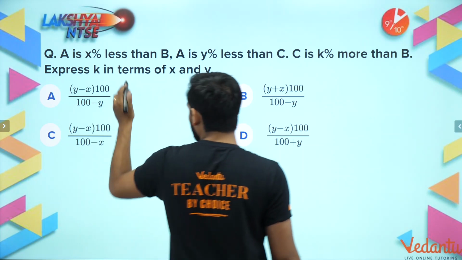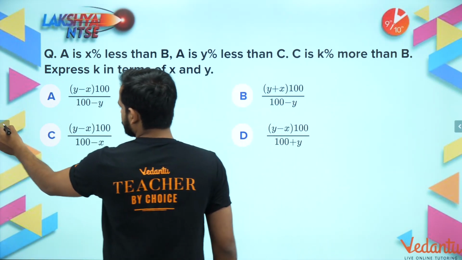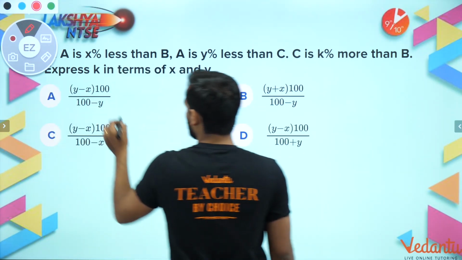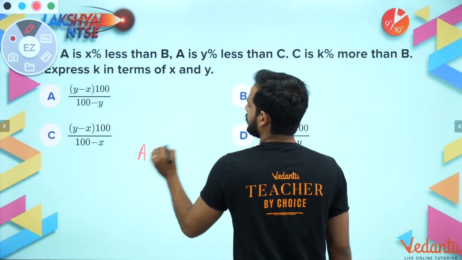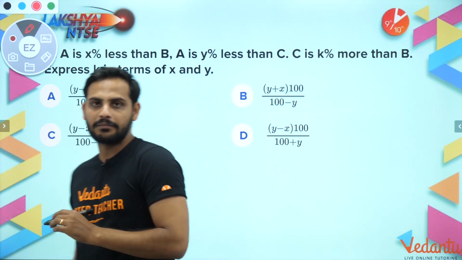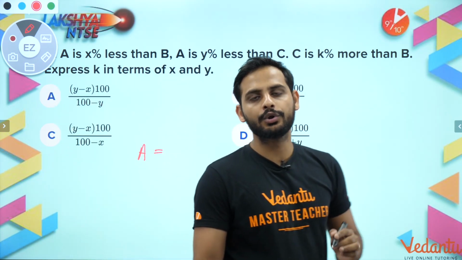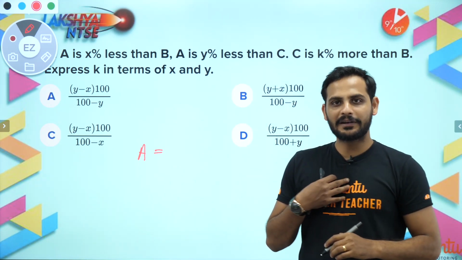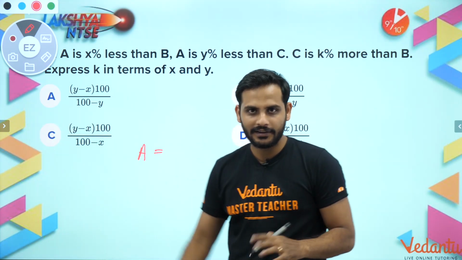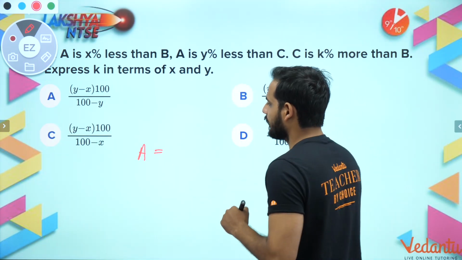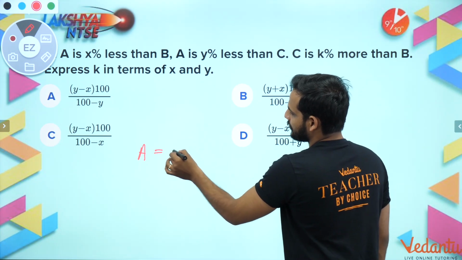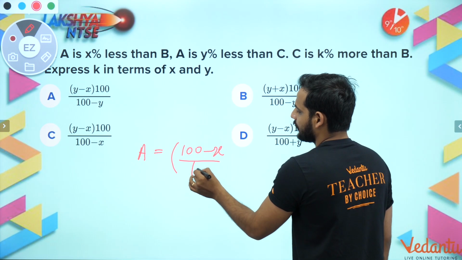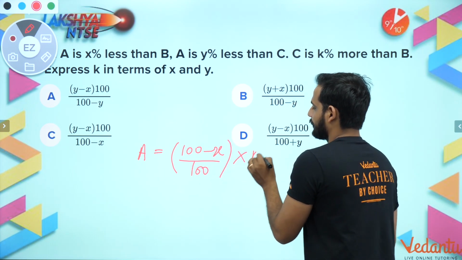So I can say A is X percentage less than B. How do you write X percentage less? Suppose I say your marks are 10% less than me. That means your marks are 90% of mine. Correct? So I can say A is X percentage less than B. That means A is 100 minus X percentage of B.